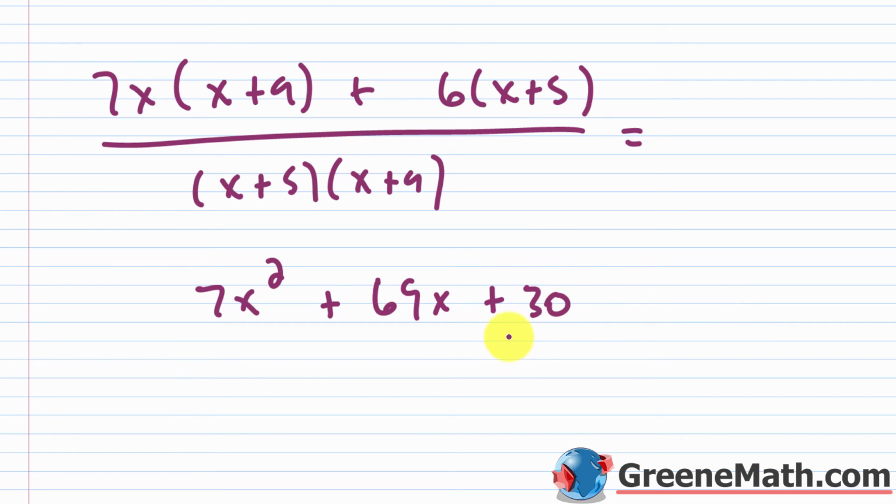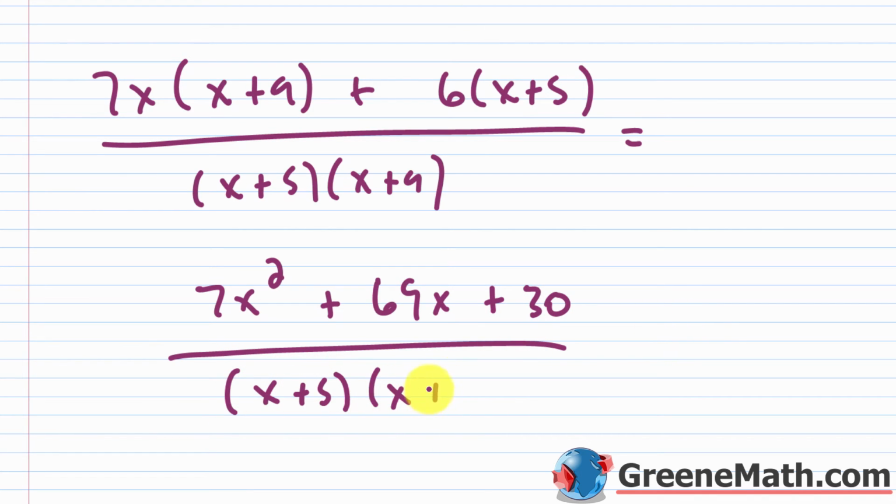I'm just going to tell you again in advance that that's not factorable. This is going to be prime. So this would be over x plus 5, this quantity, times the quantity x plus 9.